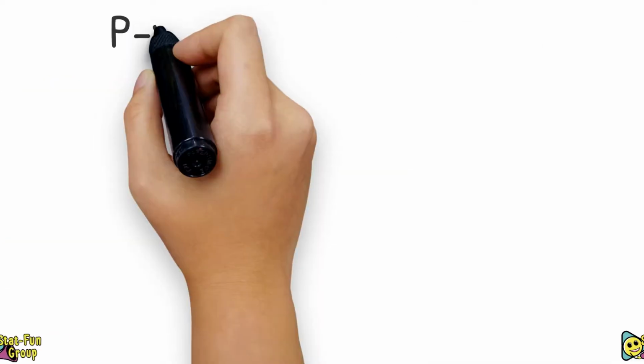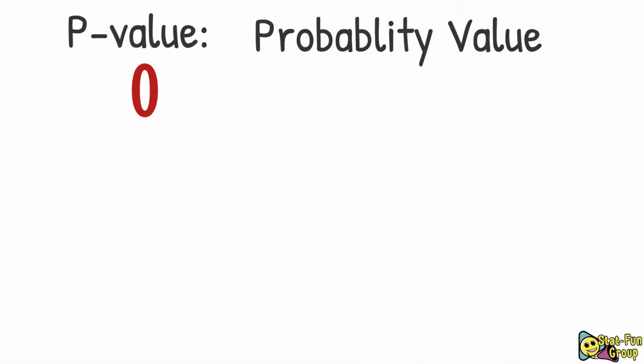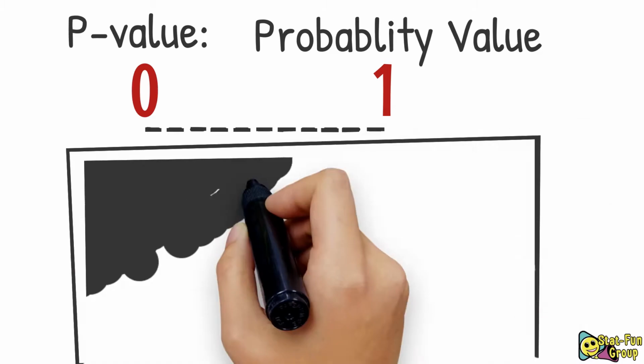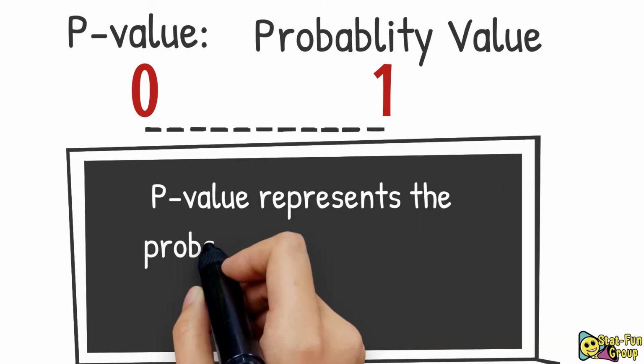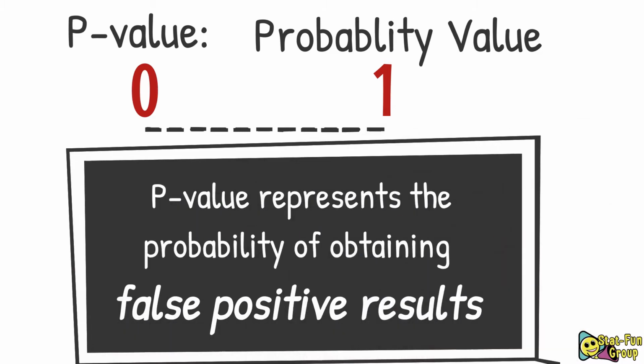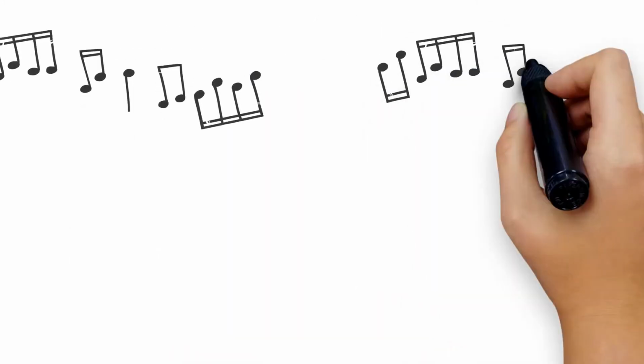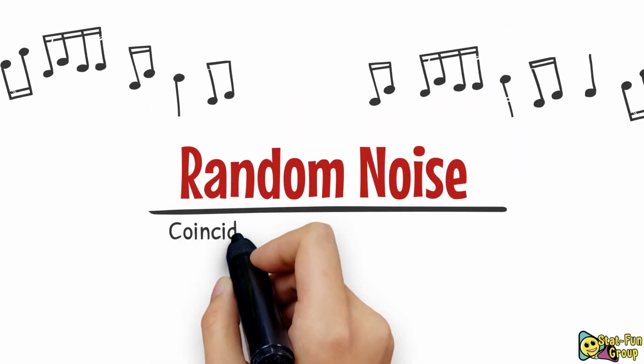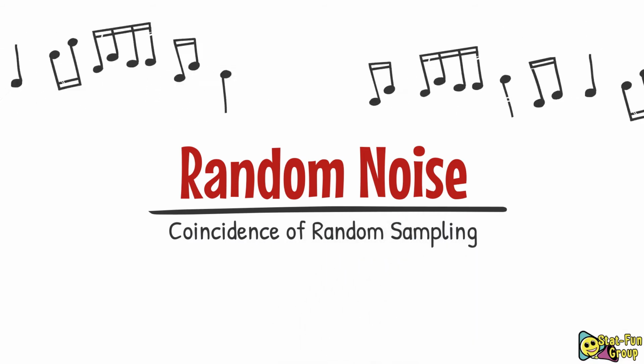So to sum up, a p-value is a value between 0 and 1. This p-value represents the probability of obtaining a false positive result. And finally, random noise can affect the p-value. A common example of random noise is a coincidence of random sampling.